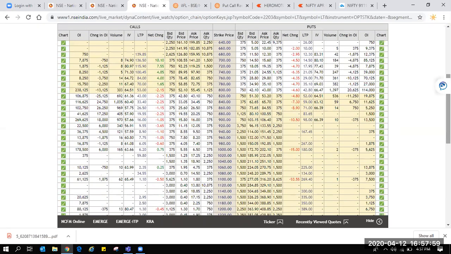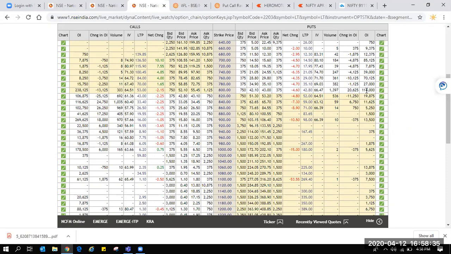So once 800 is broken, what will happen? There are two things which can happen. One is, if 800 gets broken and sustains, the maximum OI which is there, that is 1,14,000, these people will run away to cover their shorts. So if it is sustained and closed, and if there is a fear among put writers, they will close their positions and run away. So the fall will be brutal for sure. And this we have experienced many times.